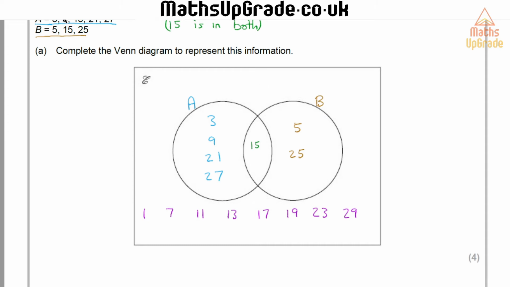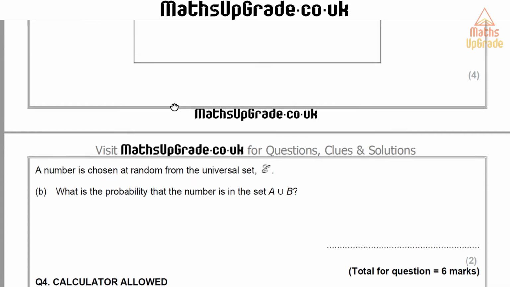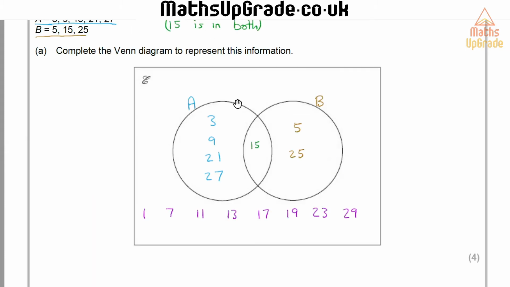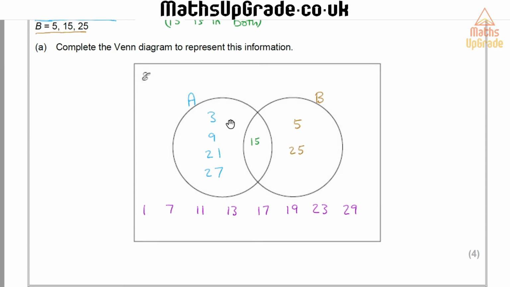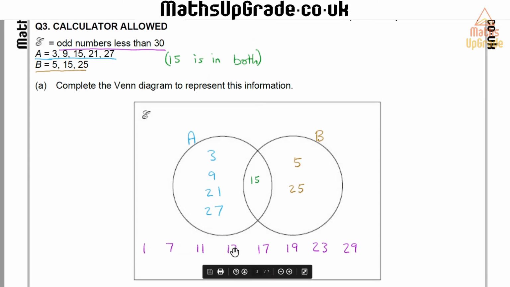In part B, I'm told that a number is chosen at random from that set. What is the probability that the number is in the set A union B? So A union B means A or B or both. Right? A or B or both. So if you look at this, what's the probability out of all the numbers that are in this diagram that I choose a number that's in A or B or both? So how many numbers are there in the diagram altogether? So you can just see there's 1, 2, 3, 4, 5, 6, 7, 8, 9, 10, 11, 12, 13, 14, 15 numbers altogether in the diagram.